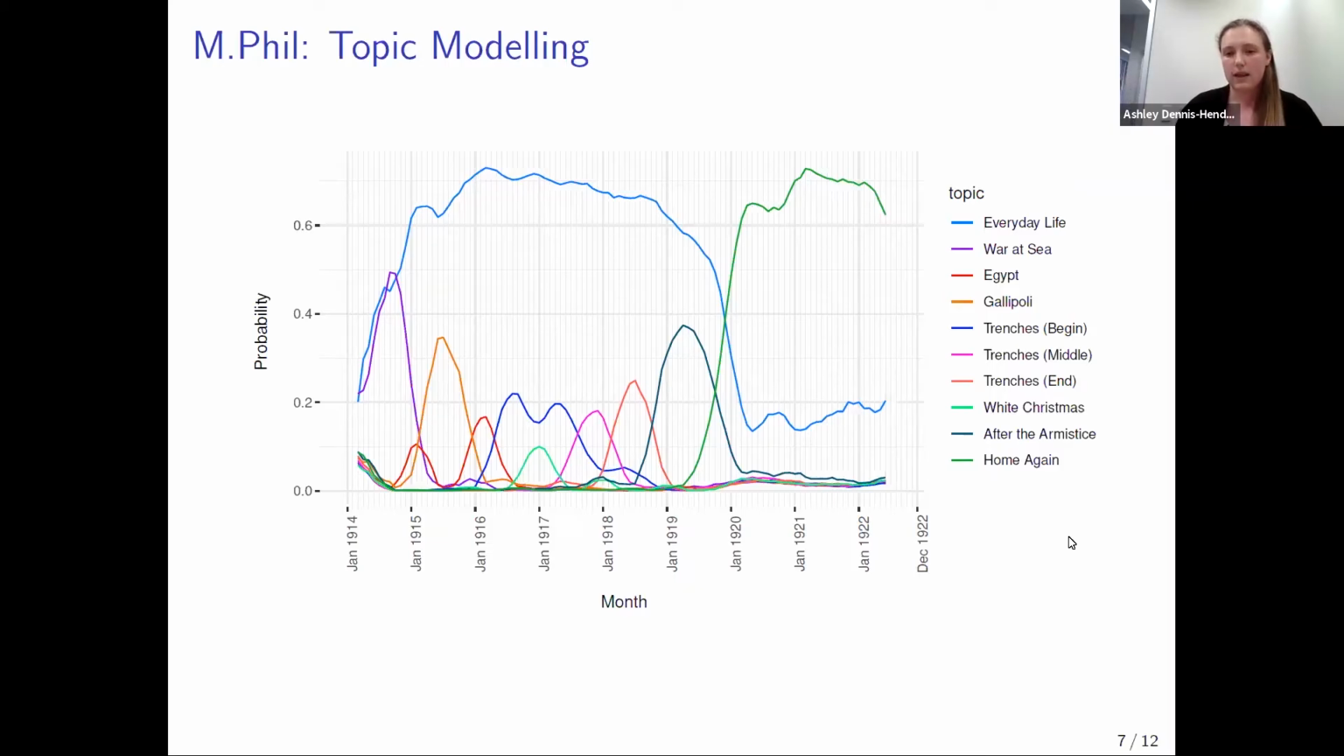Then we see the armistice topic. They're talking about the war being over, and they're starting to go home. And then this home again topic has a lot of words like aunt and mum and dad and shopping, all these things that happen after they've gone home. The really interesting thing for me here is this everyday life topic. These are similar to the word frequencies, those words just about time of day and all these really common things. And they're actually talking about this for most of the war.